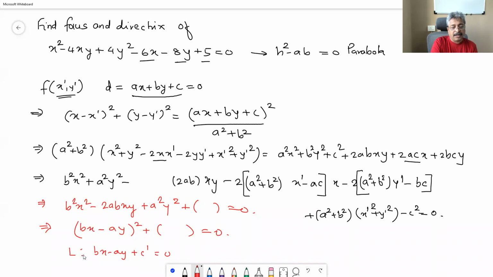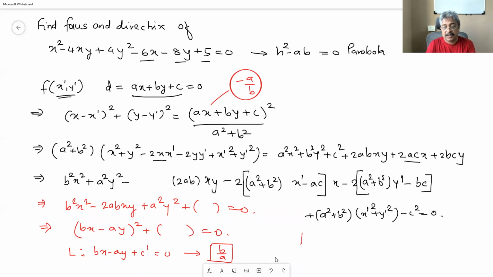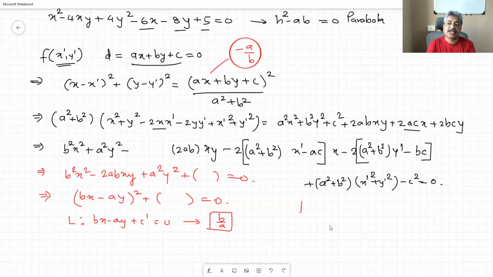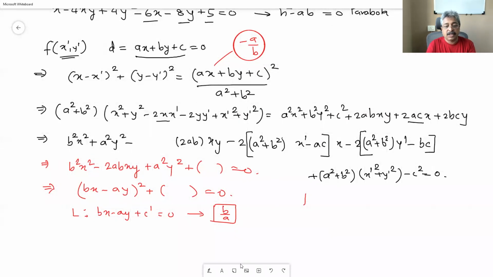This is some line. Then what is the slope of this line? The slope of this line is b by a. And what was our slope of directrix? Minus a by b. So this is very good information that we get. The moment you make the perfect square of the homogeneous part, it will be a linear equation in x and y. The constant can be any number, but you end up getting the slope of that line. It is going to be perfect.